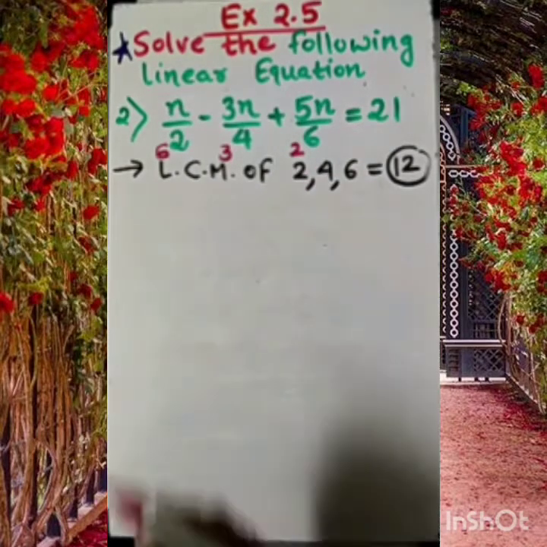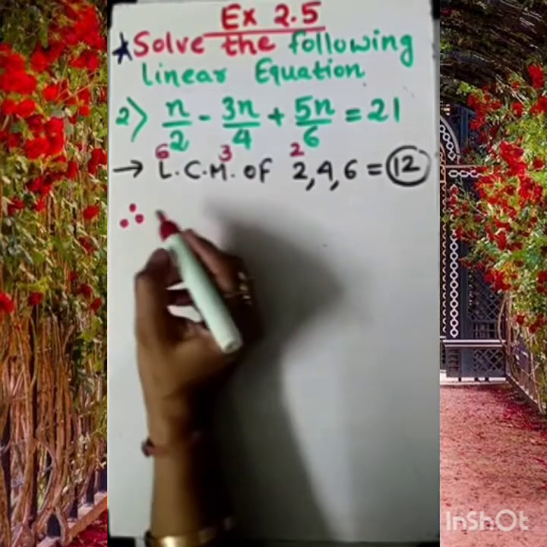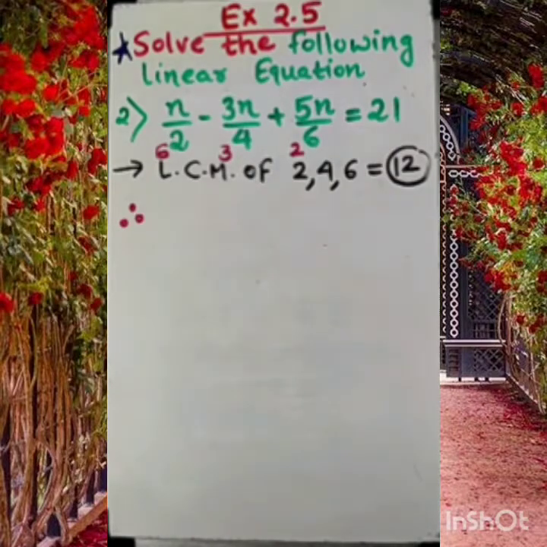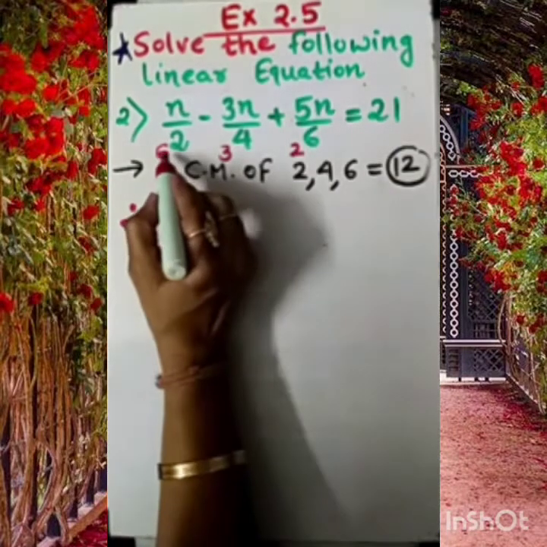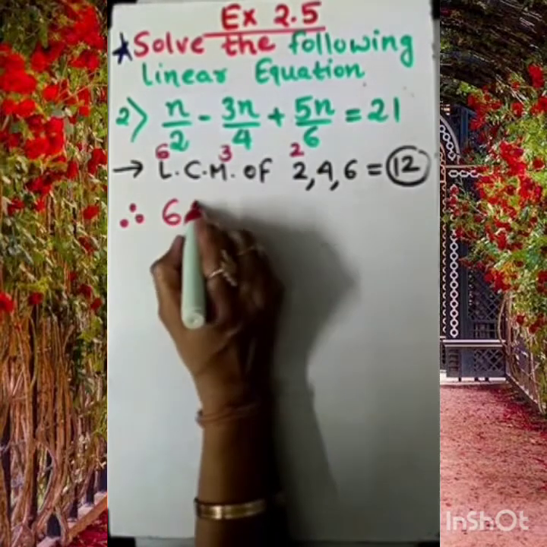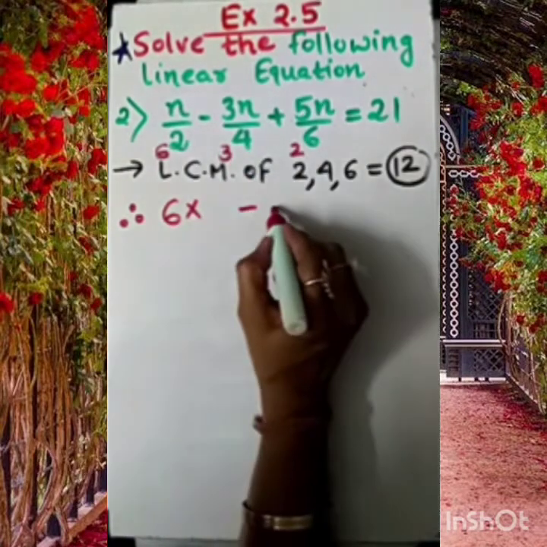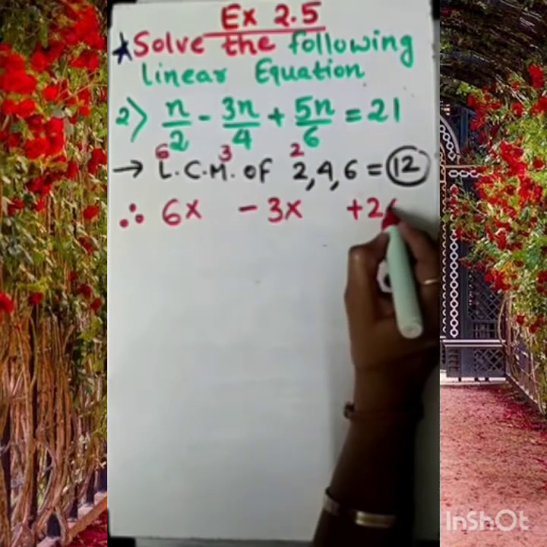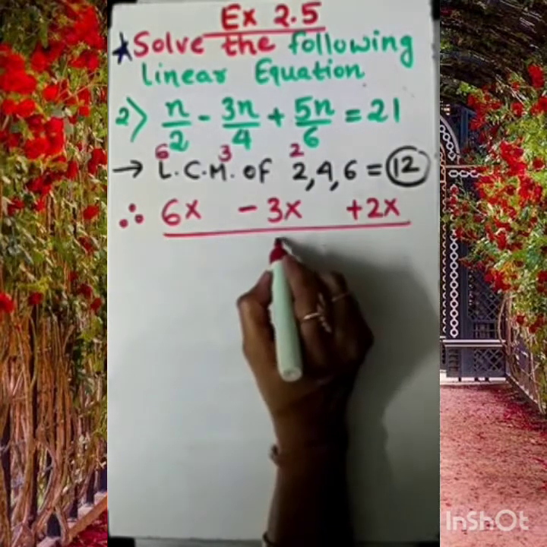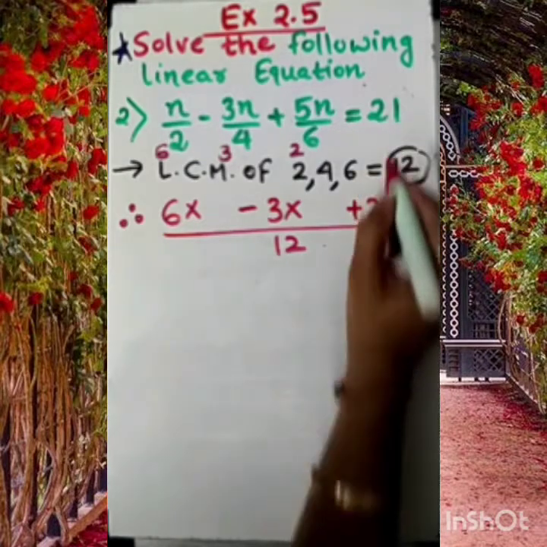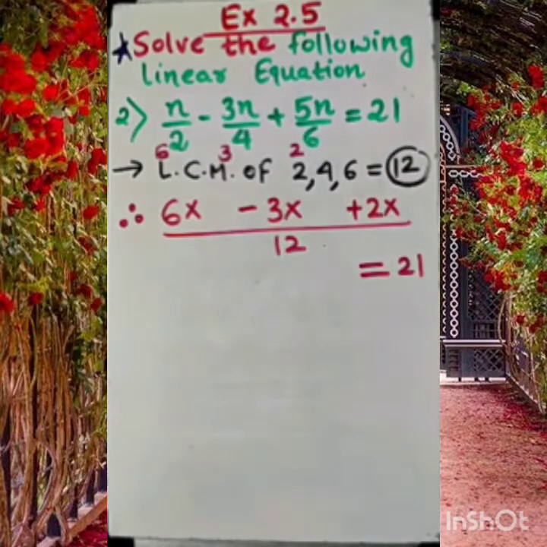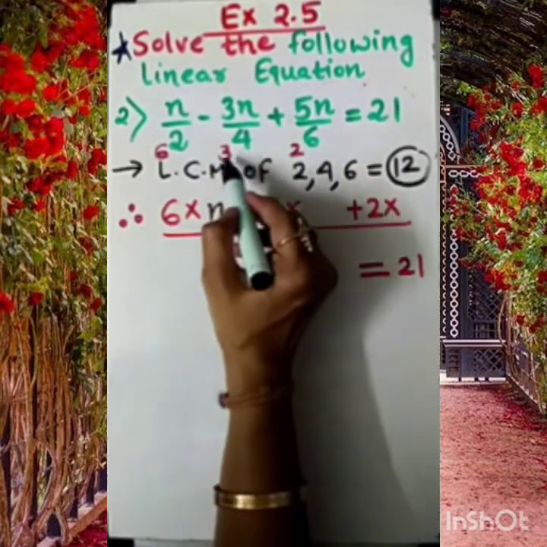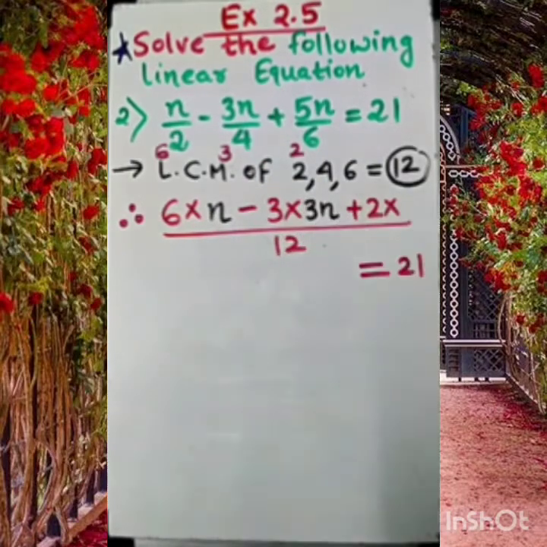Fine. So dear student, in the next step we need to mention the therefore sign because equal to is already there. Either you can write implies that or the therefore sign over there. So with the same number we need to multiply here: 6 into whatever we are given, then 3 into this 3n, and of course 2 into 5n, and the LCM is 12 and equal to 21. So we need to mention here 6 into n. Here n is there. 3 into 3n. So I am mentioning 3n here.